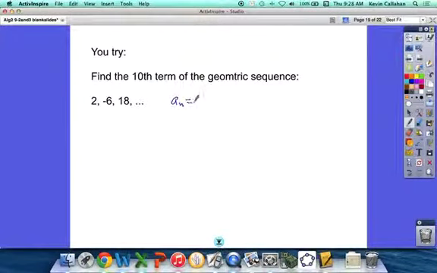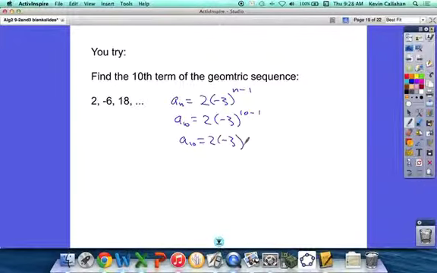a_n equals the first term of 2 times negative 3 to the n minus 1. That's the formula. And so for a_10, it's 2 times negative 3 to the 10 minus 1. a_10 equals 2 times negative 3 to the 9th. And that should have been negative 39,366.